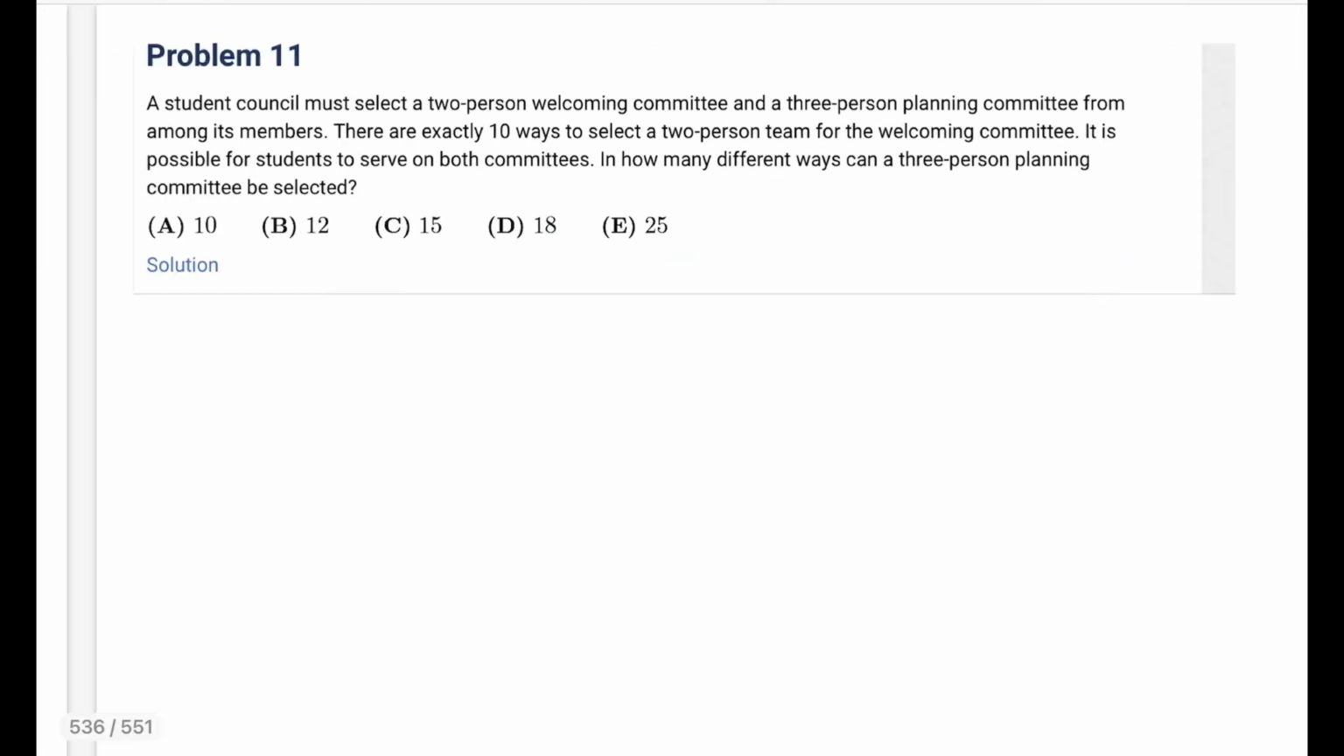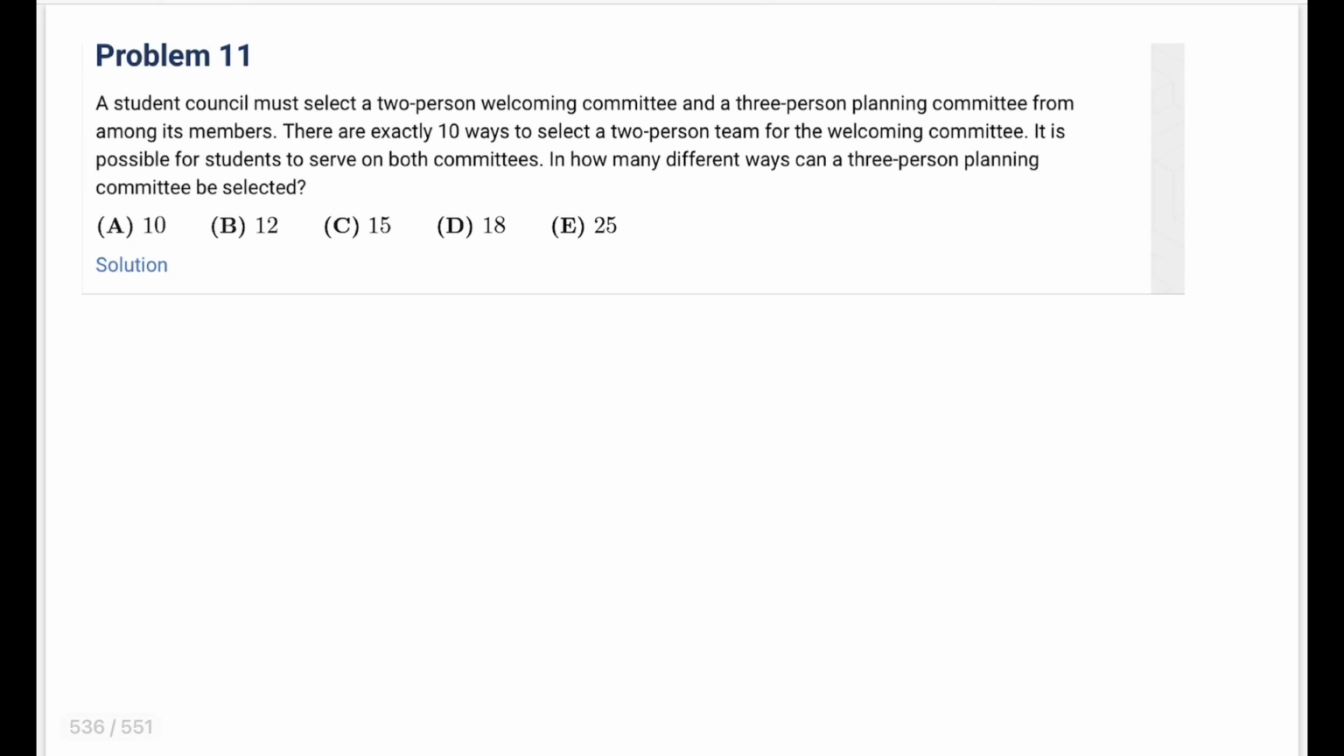The answer is E. Number 11. A student council must select a 2-person welcoming committee and a 3-person planning committee from among its members. There are exactly 10 ways to select a 2-person team for the welcoming committee. It is possible for students to serve on both committees.